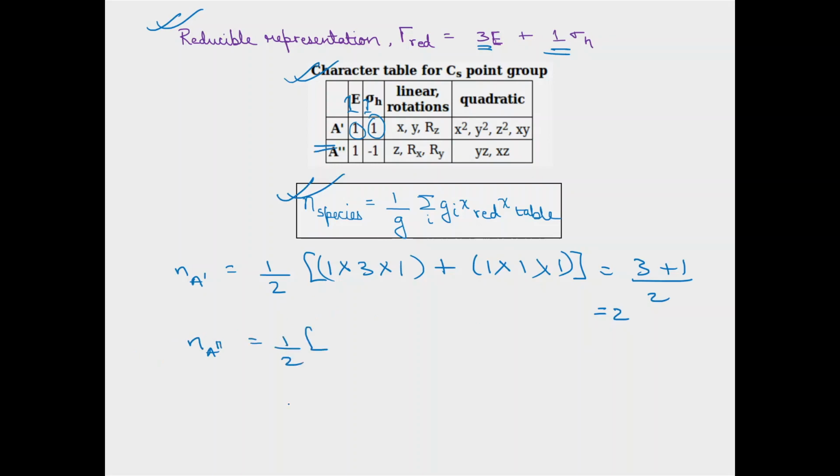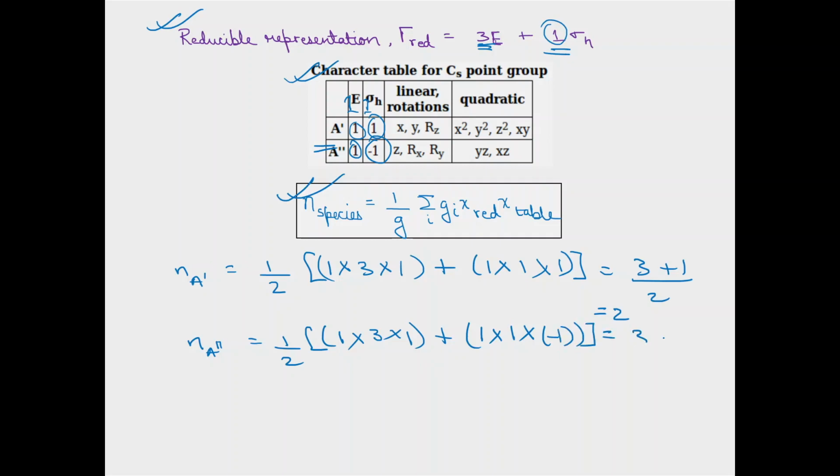Now we will see for this one. So what is this? Again, this is 1, so 1 into this value 3, 3 into this value 1, plus gi is 1. Then what is this? Chi reducible is 1 and for sigma h, the chi from the table is minus 1.